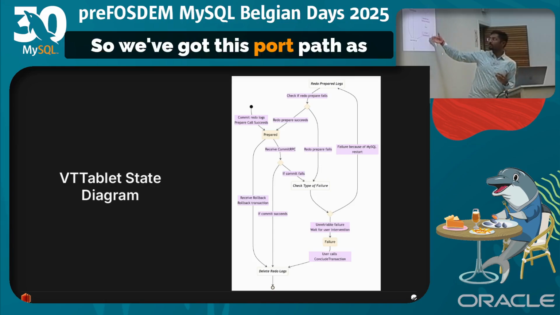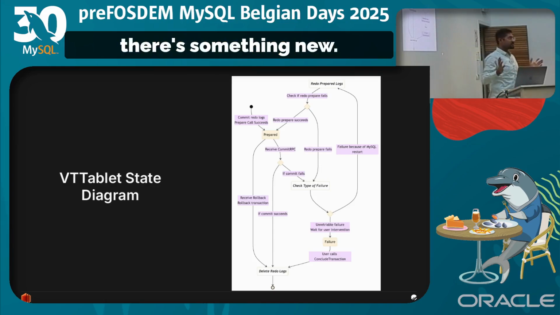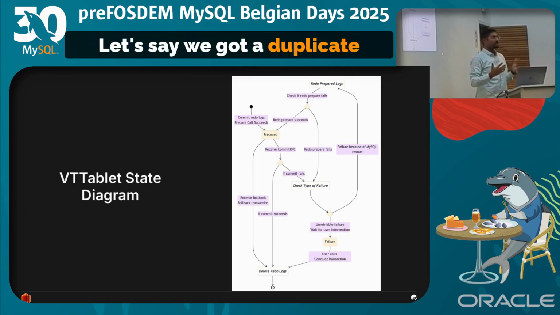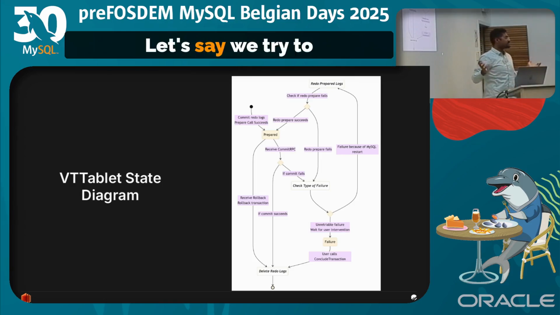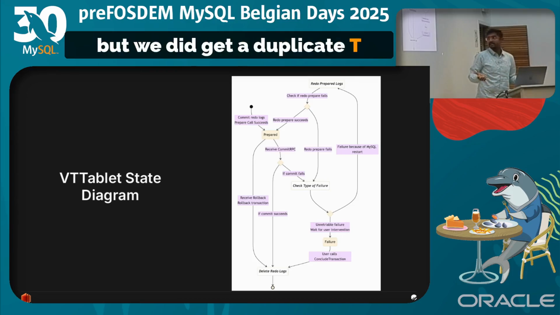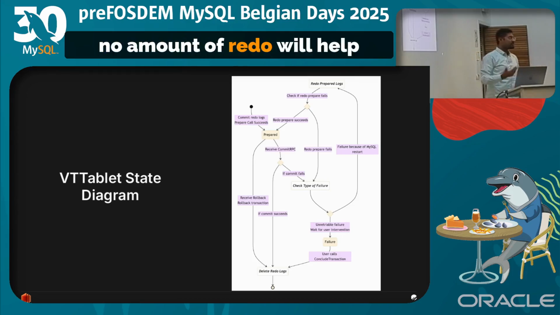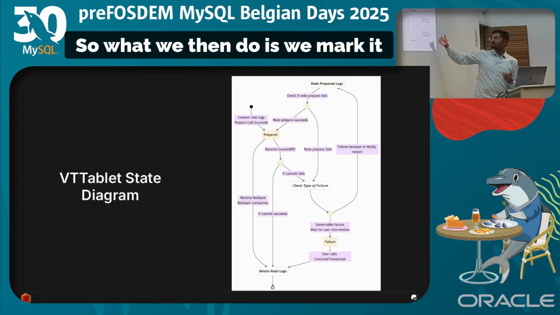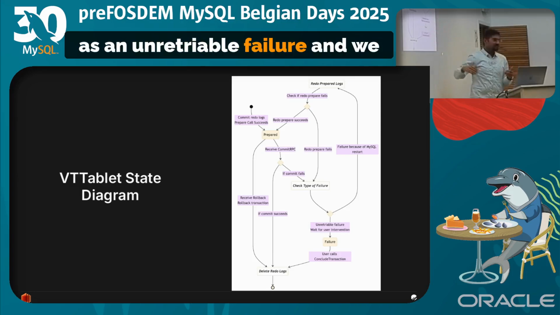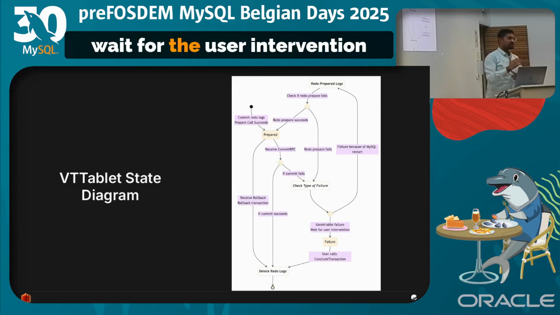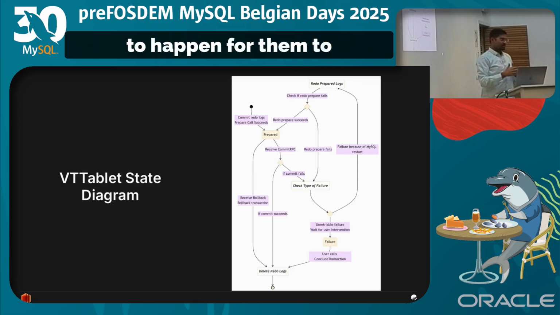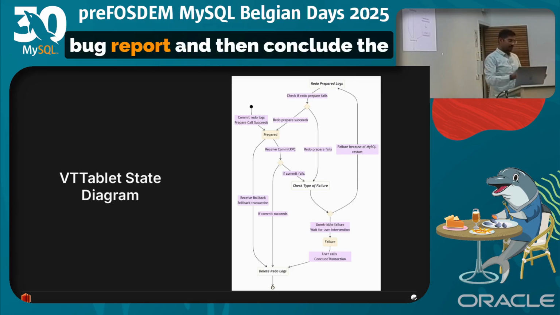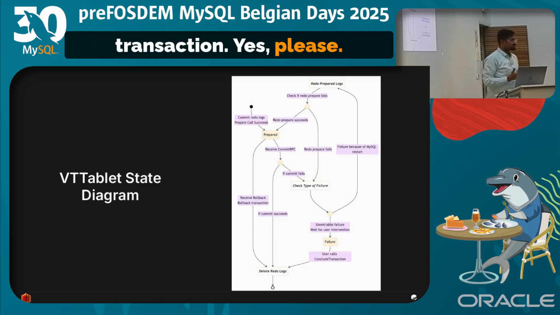So we've got this code path as well, which says that, okay, this is something new. I don't know how this happened. Let's say we got a duplicate key error, although that should never happen. Let's say we try to redo the logs, but we did get a duplicate key error. In that situation, no amount of redo will help because that write will continue to keep failing. So what we then do is we mark it as an unretrievable failure and we bubble that up to the user and wait for the user intervention to happen for them to fix things, file a bug report, and then conclude the transaction.